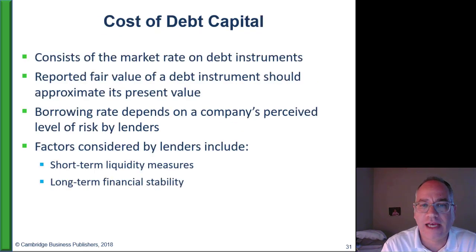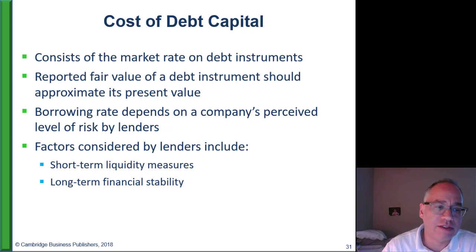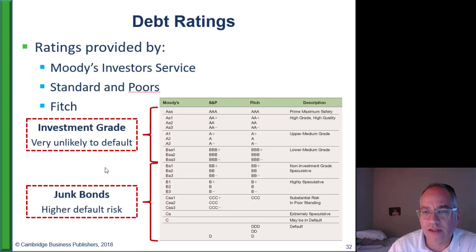So to compute the cost of debt capital, you're going to look at the market rate on debt instruments and the fair value of the debt instrument itself. And basically the internal rate of return on the debt would tell you what the cost of debt capital would be. And we've talked about debt ratings before, but in general, the worse the debt rating, the higher the interest rate. The better the debt rating, the lower the risk, the lower the interest rate.